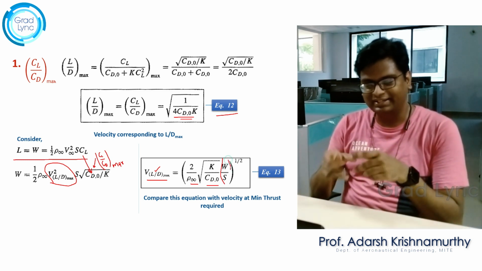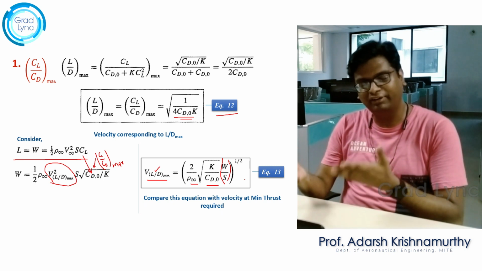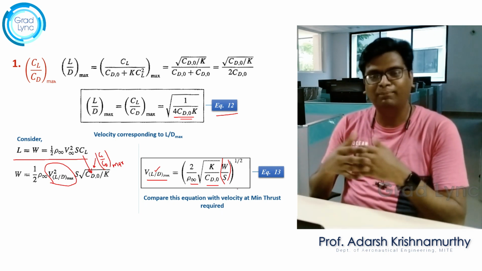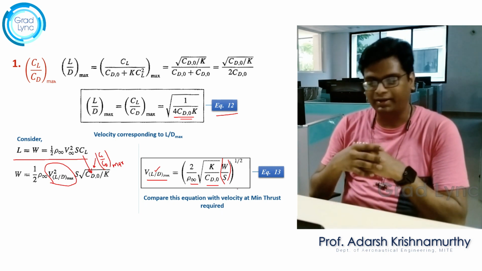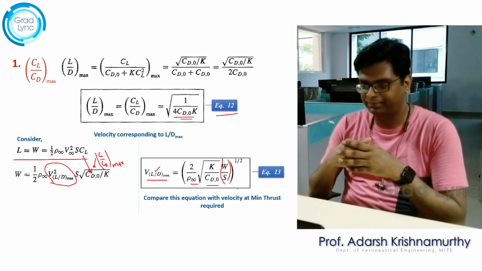Clear? Understand here, W by S is the wing loading. W is the weight of the aircraft and S is the planform area. Right? Let's call the equation for velocity as equation number 13.